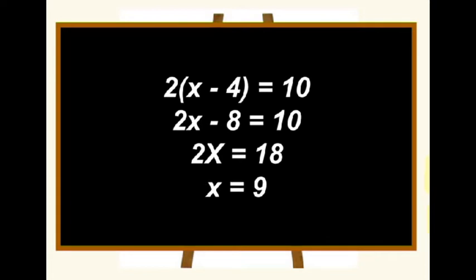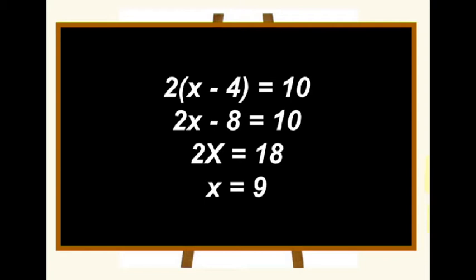If there's any brackets, I always find it's better to work out the brackets first. And that's what I've done here. I've expanded the bracket to get 2x minus 8, added on the 8 so as to remove the minus 8, and then I have divided by 2 to get the answer x equals 9.